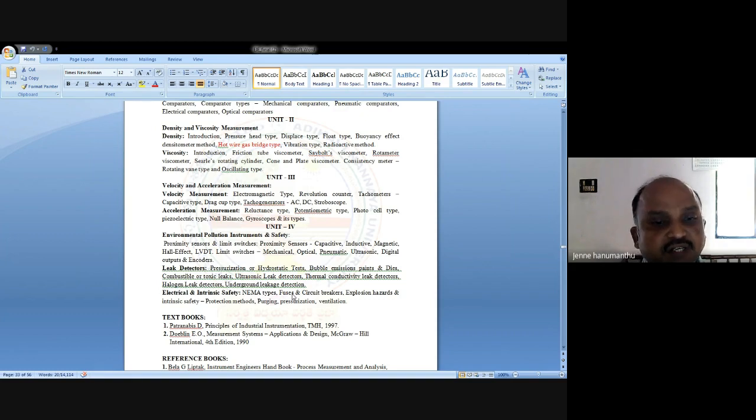Explosion hazards, intrinsic safety. So what protection methods are available in intrinsic safety? We have to use some purging techniques and pressurization. Sometimes we need to provide some ventilation. You will see all of these about intrinsic safety later. Okay, we'll see. And another concept is leak detectors.